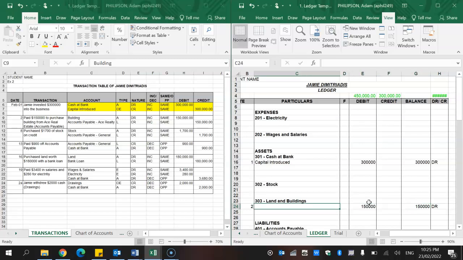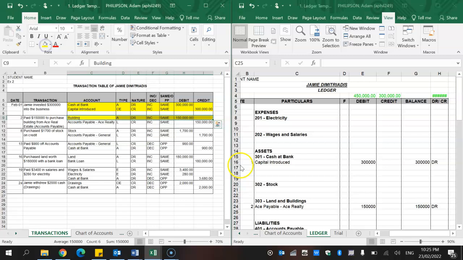Come back, put our particulars in. We're posting the debit side of the transaction here, so our particulars is the account that's on the credit side of the transaction. So our particulars in here are accounts payable, Ace Realty. So that's that line done. Color code it so that we know that we've done it, and now we move on to the next one.